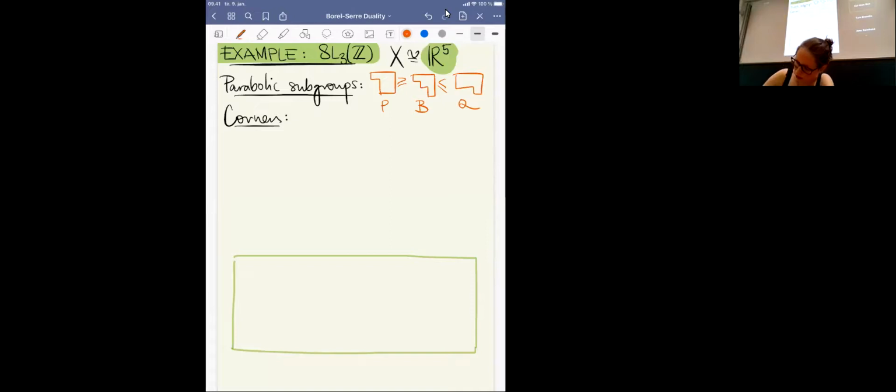So let's see what the corners look like. First of all, X_B. This is a product like this, A_B bar and E_B. So this is a product of copies of non-negative real numbers. The number of copies is the rank of B, so it's the number of blocks minus one. So in this case, we have two.